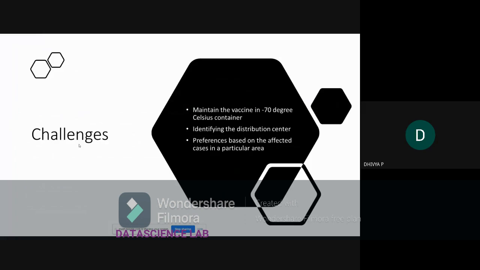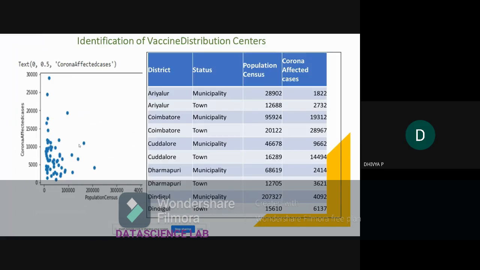According to our problem statement, I am going to consider two things. The first one is identifying the distribution center, and the second one is preferences based on the affected cases in a particular area. So this is the data set which was created: district, status and population census, collected from the census data, and corona affected cases collected from other data sets. When combining these two data sets, the new data set is created.